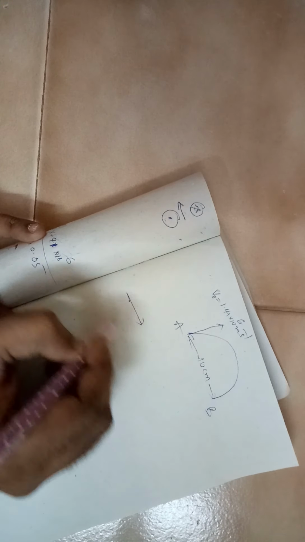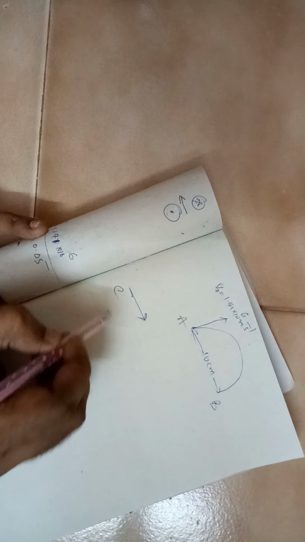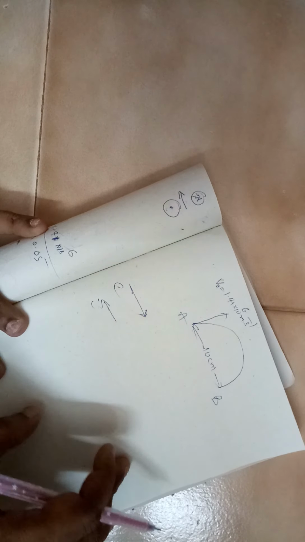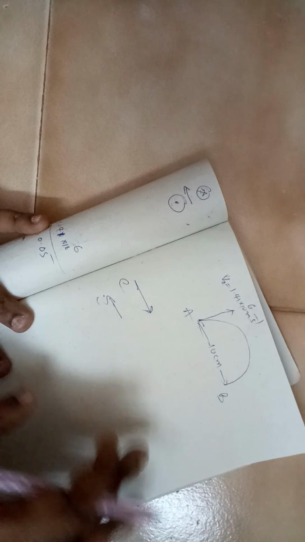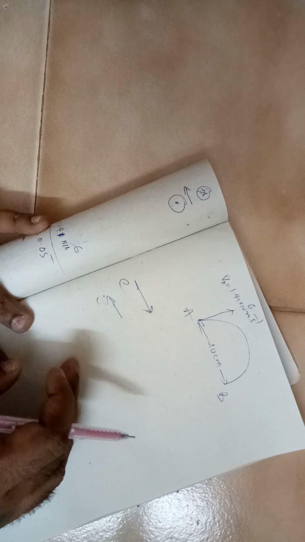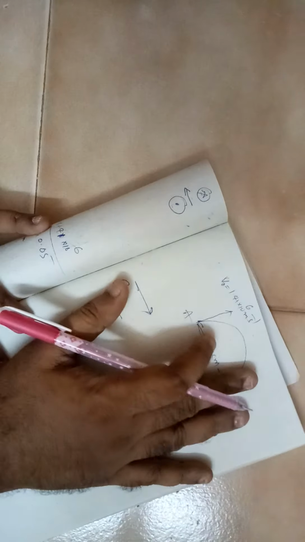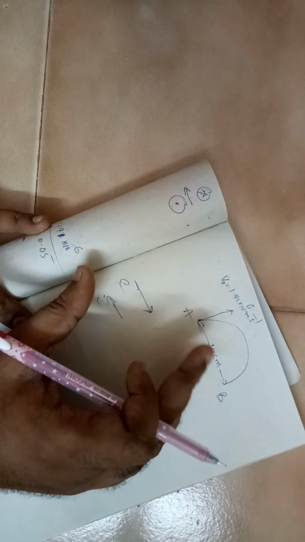Now first of all, if the electron is moving in this direction, we will say the current is moving in this direction, right? Our convention says that the current direction is opposite to that. So if we have to find the direction of the magnetic field, here there is a constant magnetic field inside which the electron is moving.